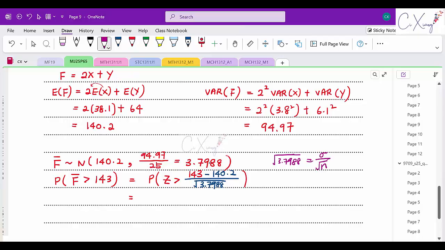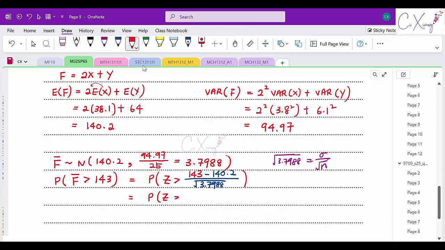Because how I get the 3.7988, I'm getting the population variance divided by sample size, right? This is sigma squared over n, and you get this value. When you take the square root of 3.7988, that means you are having the sigma over square root n. If you don't want to use the 3.7988 like this, you can just take the square root of 94.97 divided by the square root of 25, it is the same. I just tried to calculate the sample variance earlier.